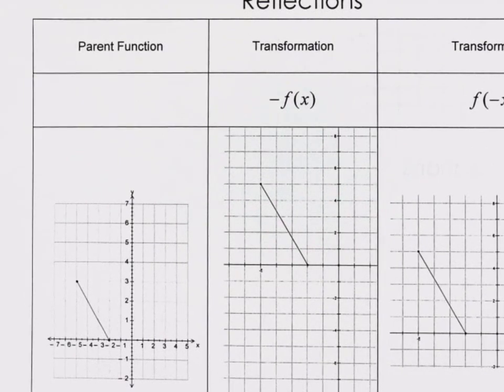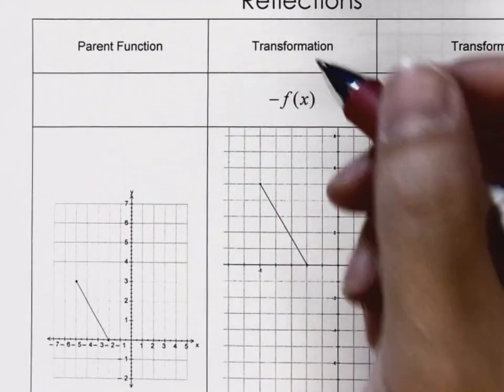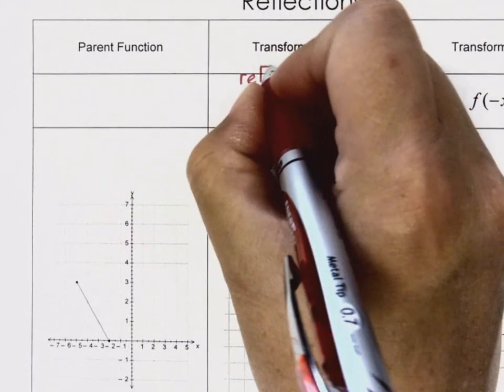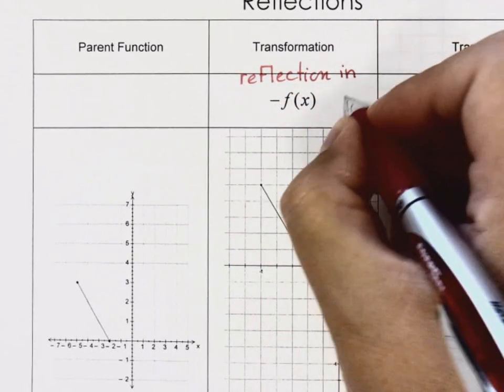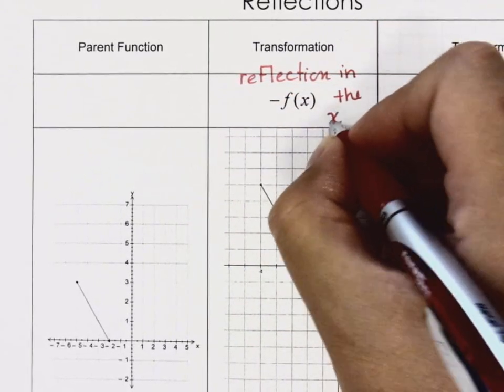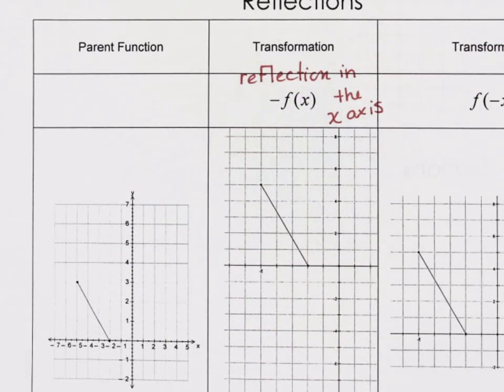Well, or if they were all negative, what do they become? Positive. So this results in a reflection in the x-axis. Remember, this was confusing last year because the y is times by -1, but it's a reflection in the x-axis.